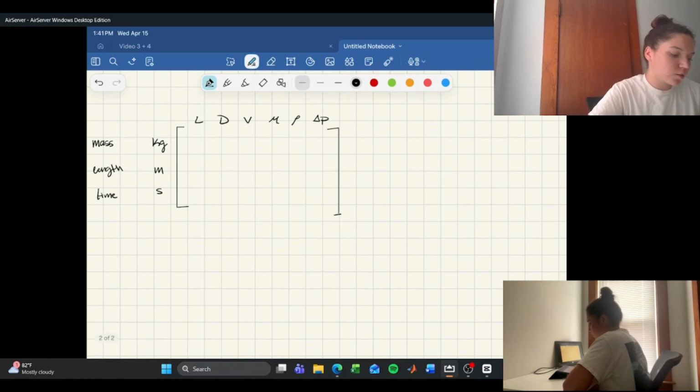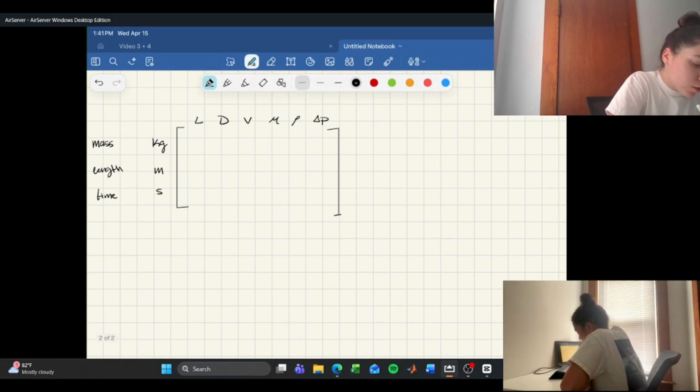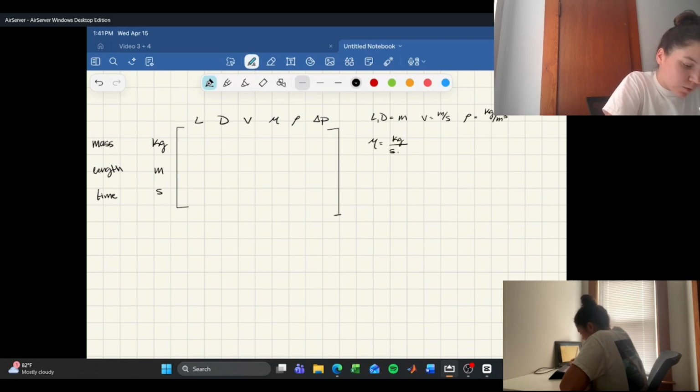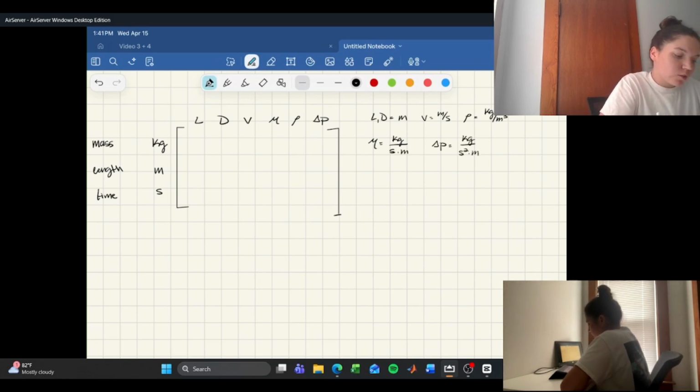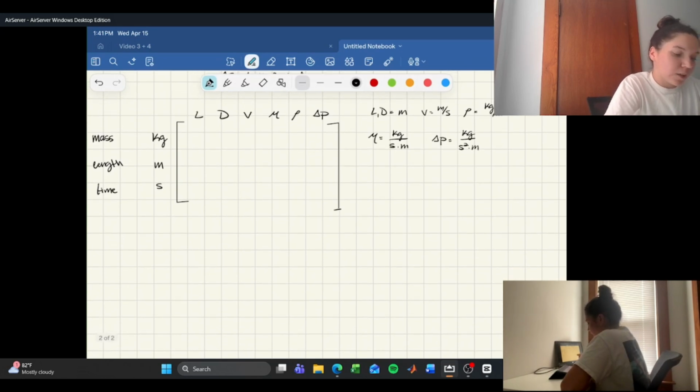So let's write out the units for all of these dimensions. So the length and the diameter are both going to be in meters. The velocity is meters per second. The density is kilograms per meters cubed. And then viscosity is in kilograms per second times meters. And the change in pressure, or just pressure, is going to be in kilograms per second squared times meters. So we can use these to plug them into the matrix.